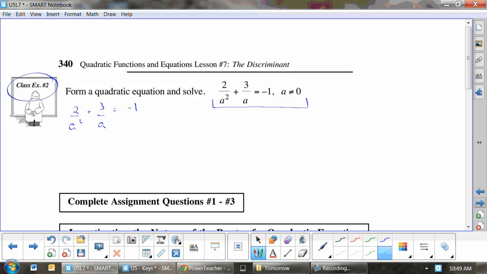The reason that it looks so ugly is because all of our a's are in the denominator, and we always deal with them as the numerator. So what we want to do is multiply both sides by a squared. You do it to both sides so it doesn't change the equation.